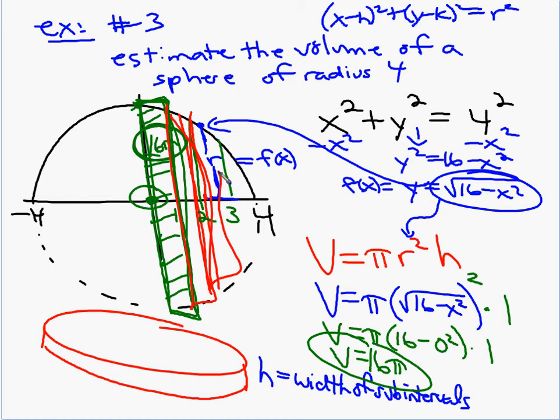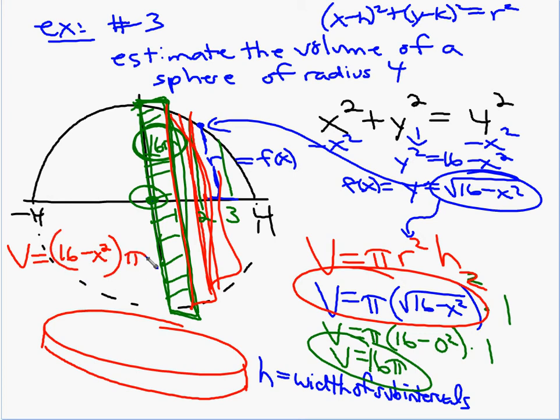And I think it would even be acceptable to use the RAM program. What would I put in for my function, though? You would put in this right here. That's what you would put into your RAM program. I would put the simplified form in, after you've squared it. So you would have volume equals 16 minus x squared, the quantity, pi. Something like that. And if your subintervals have a width of 1, then you can just enter it that way.